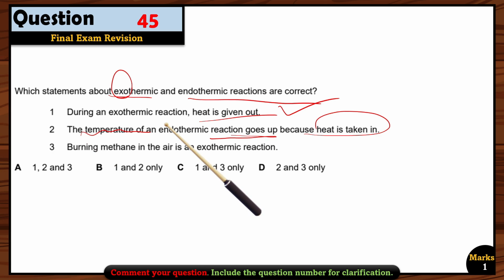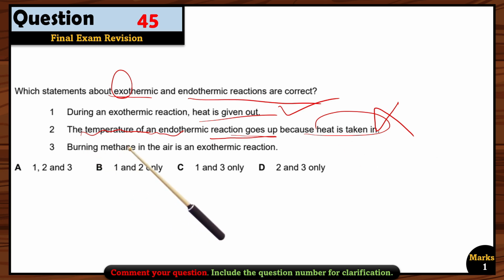Temperature is for the surrounding, okay? The heat of an endothermic reaction actually goes up, right? So you cannot use the word temperature for the reaction. The reaction heat is actually higher, not the temperature. The temperature is actually for the surroundings. So the surrounding temperature never goes up for an endothermic reaction. That's why this option is wrong. The temperature is always lower because the heat is taken in.